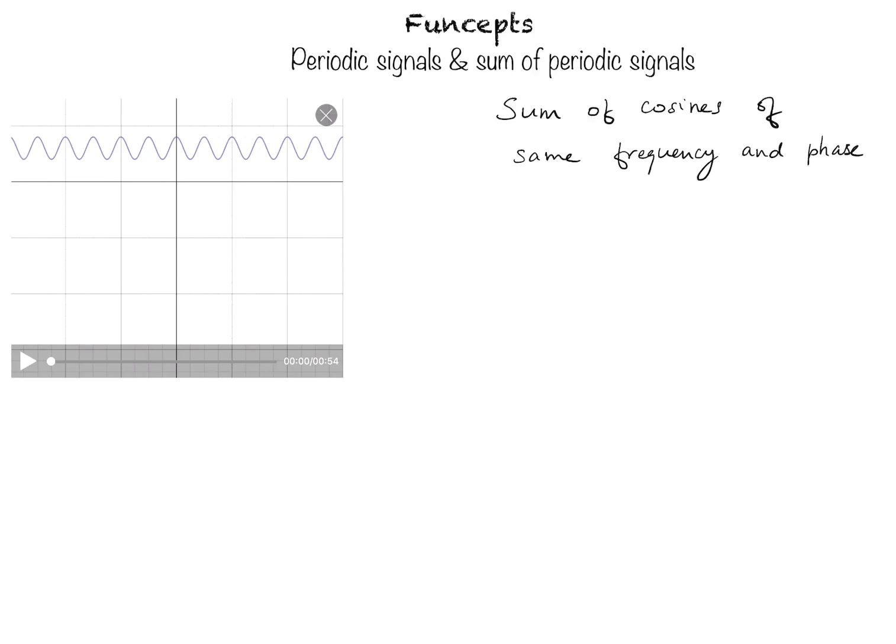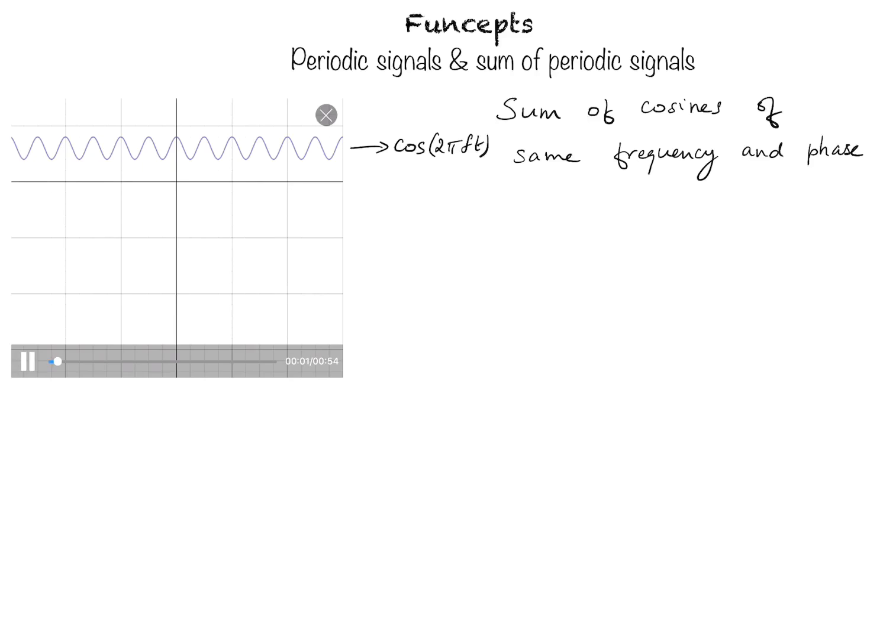So what we have here is a cosine waveform. This one is a cosine waveform which we can call cosine 2 pi ft. It has a certain frequency, and we are going to add up several cosine waveforms of the same frequency and phase. That means they are perfectly aligned with each other and they have the same frequency as well.